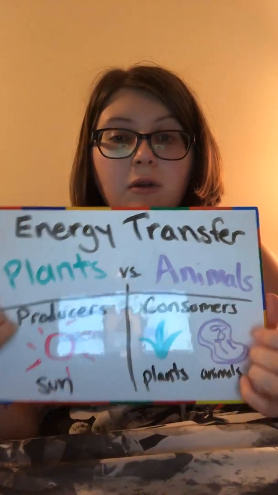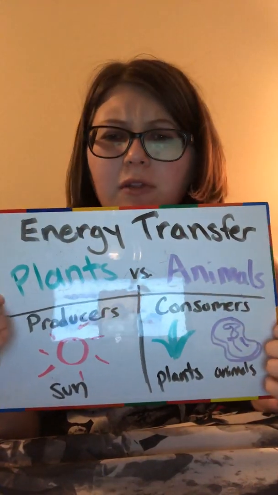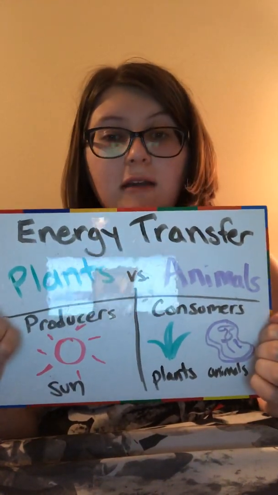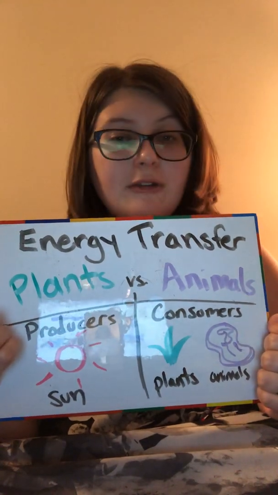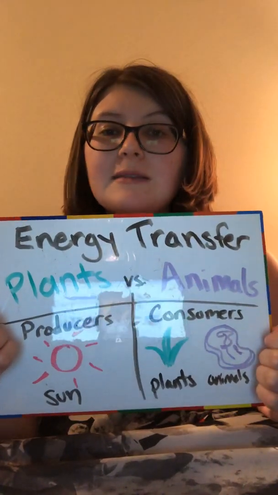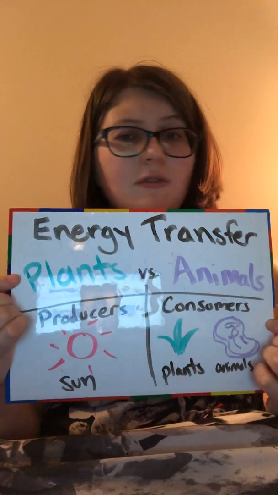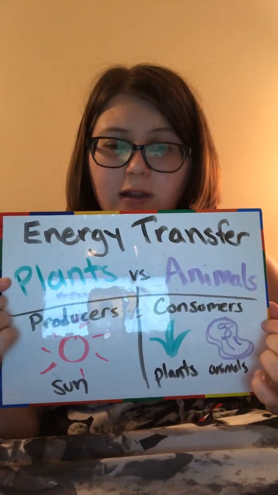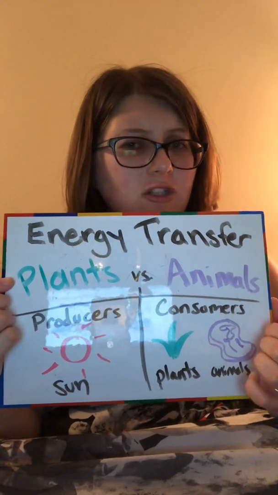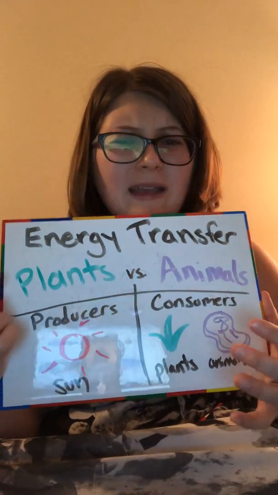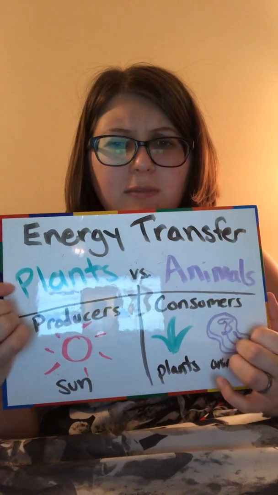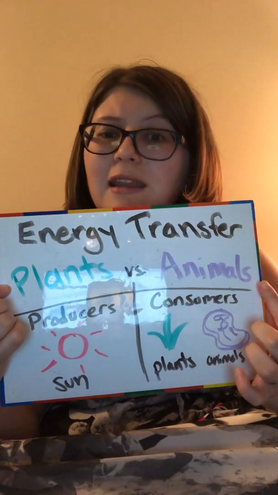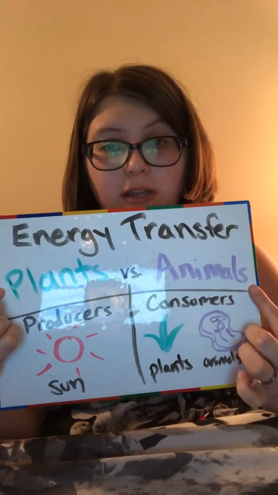So I want you to take a second, remember those words, producer and consumer, and go explain to someone in your house, like your mom, your dad, or a brother or sister, or someone around you, what's the difference between the plants, those producers, and the animals, the consumers. What makes them different? How do they get energy? And why is animal energy different than plant energy? Or the other way around, why is plant energy different than animal energy? And how can they help each other?